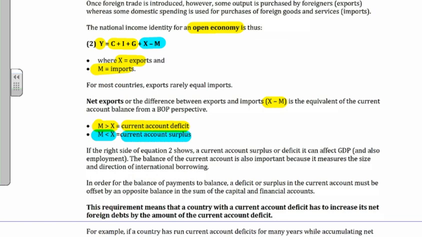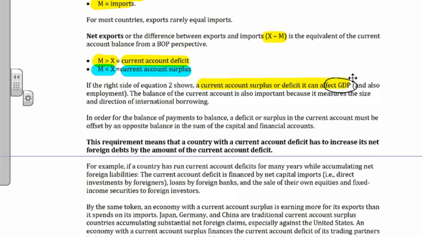On the right-hand side of my equation, a current account surplus or deficit also has an impact on GDP. How does that work? Remember, Y is my total output, which is also called GDP. Is everyone comfortable with that? This requirement means that a country with a current account deficit, because M is great, it's importing too much, must increase its foreign debt by the amount of that current account deficit.